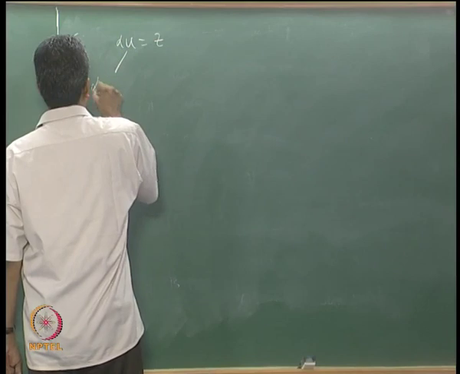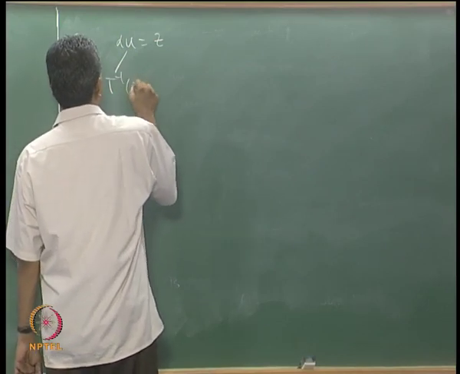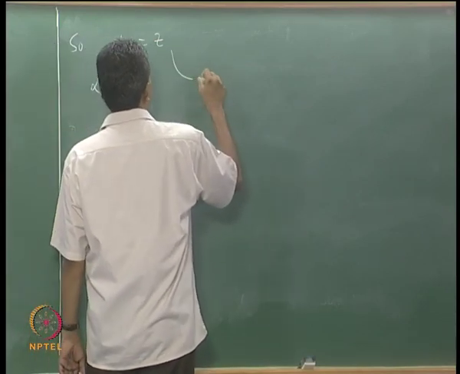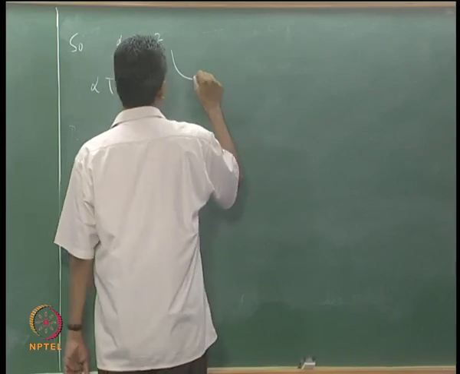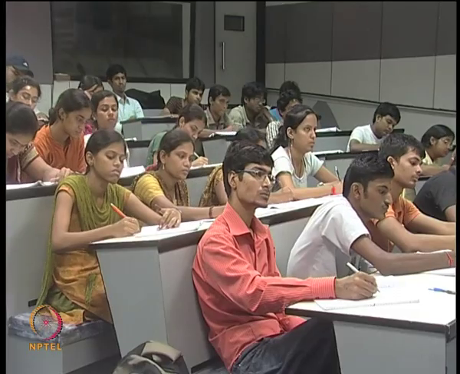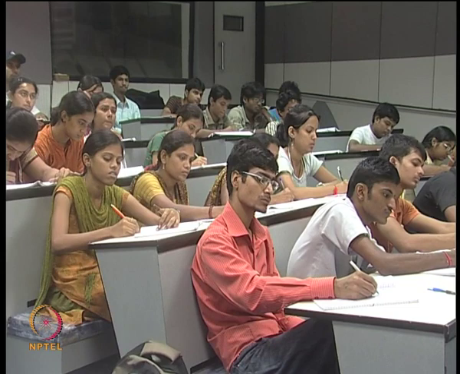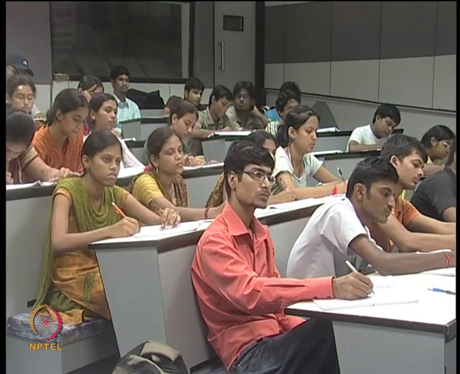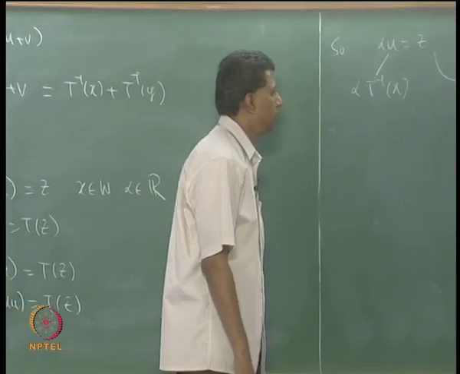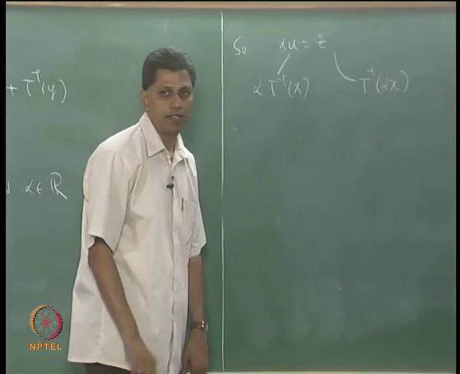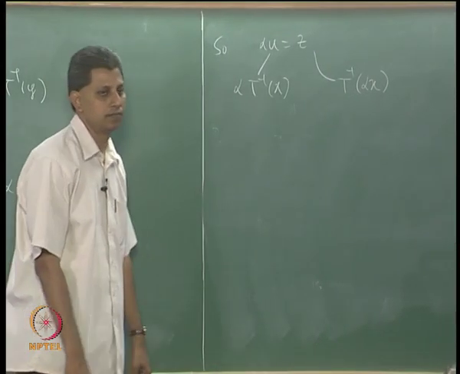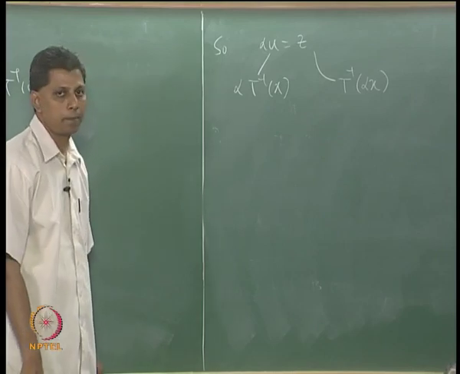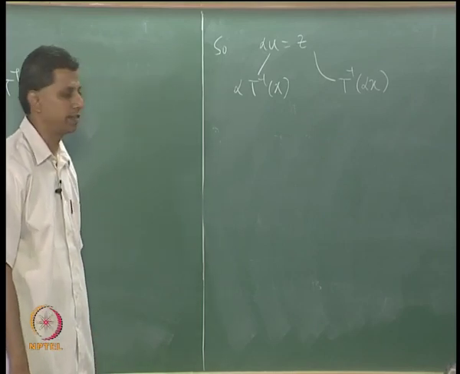On the one hand, alpha u is alpha T inverse x, on the other hand, z is T inverse alpha x. So T inverse is linear if it exists. If T inverse exists, and if T is linear, then T inverse is linear. No dimensions here. This is true for any linear transformation between any two vector spaces.